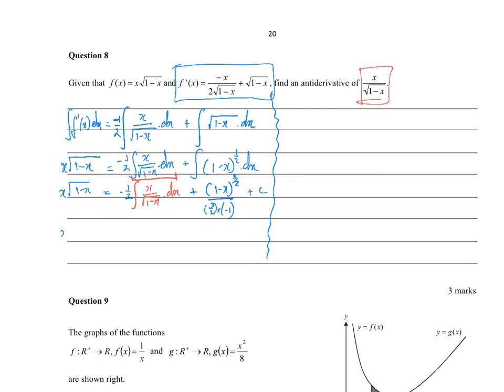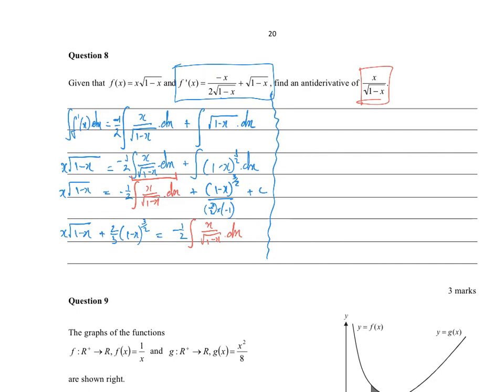So let's go x square root 1 minus x. I've got a negative sign there, so it's going to be a 2/3. I'm going to make that a plus 2/3, 1 minus x to the 3 on 2, equals negative a half of x over square root 1 minus x dx.